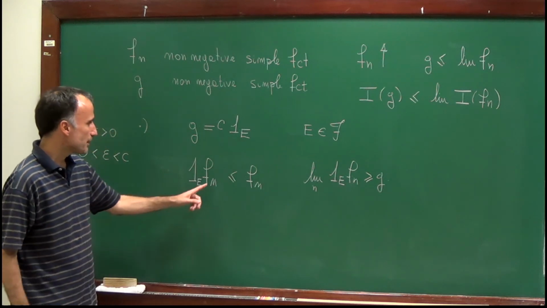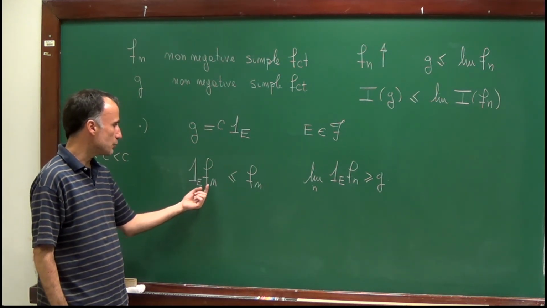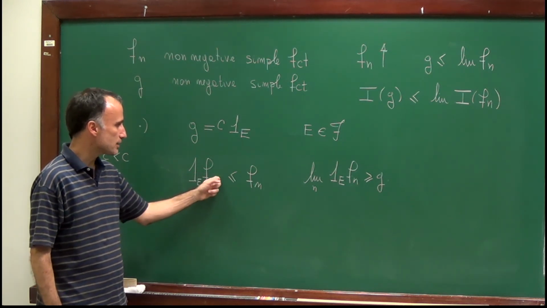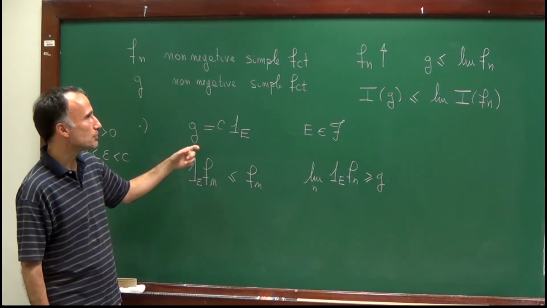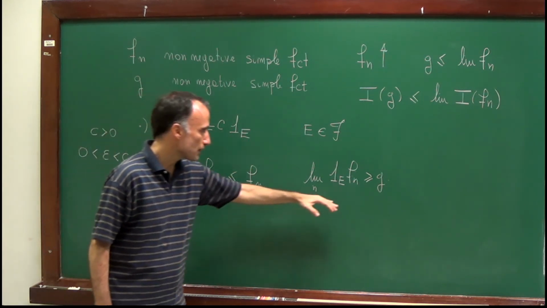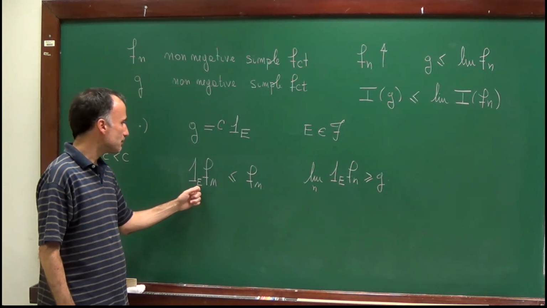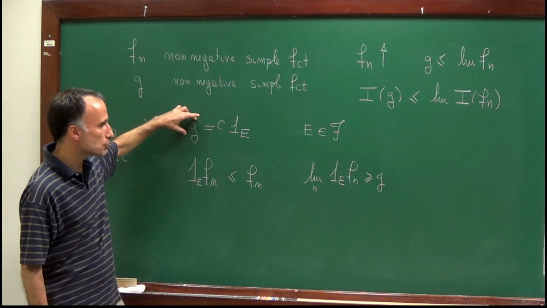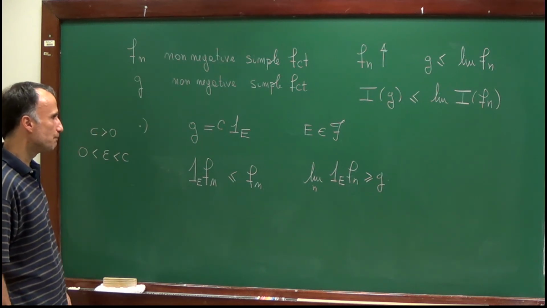because if you take a point x in omega, either it belongs to E, in which case the indicator of E times fn(x) is equal to fn(x), and fn(x) converges to something which is larger than g, therefore this inequality is satisfied, or x does not belong to E, in which case this expression is 0, but g is also 0, and therefore this inequality is satisfied.